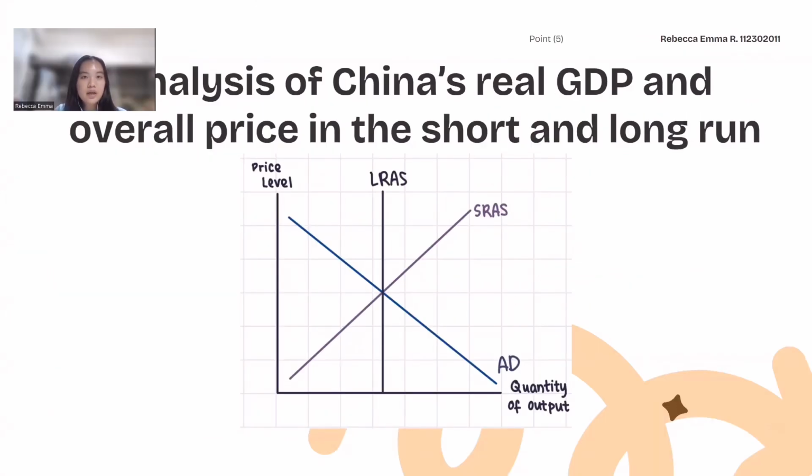Now I'm going to give you the analysis for China's real GDP and overall price level in the short and long run. Let's take a look at the diagram below. The diagram shows the short run and long run equilibrium in the intersection of the short run aggregate supply, the aggregate demand, and also the long run aggregate supply.